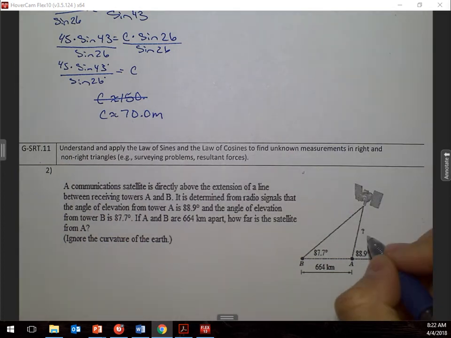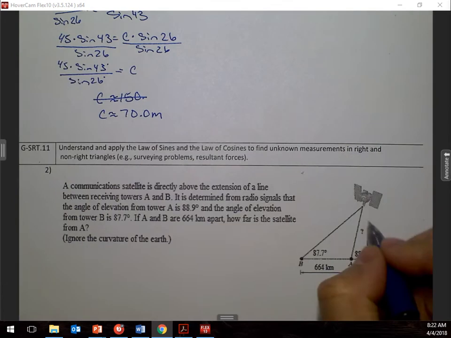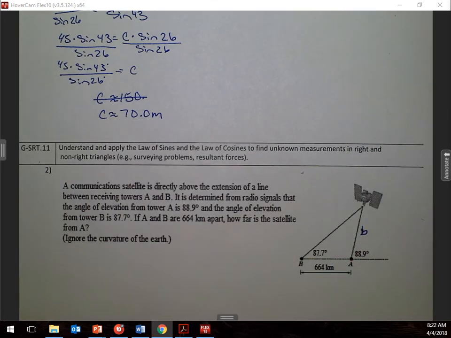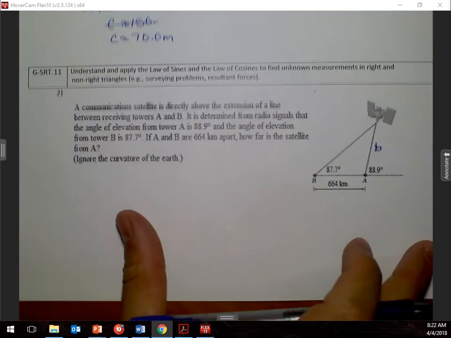So that's going to be this value right here, right? So what letter should that be? That's little b. Okay, can I move up now? Yeah. Okay.